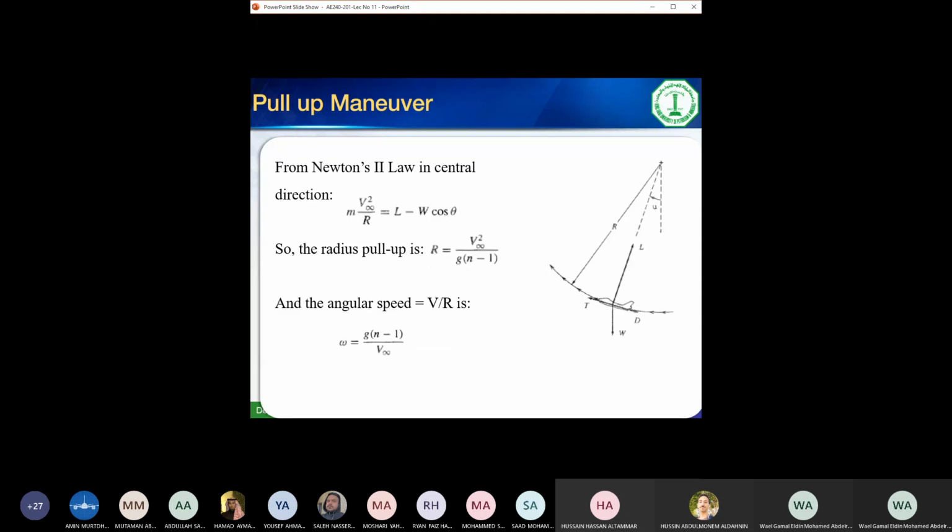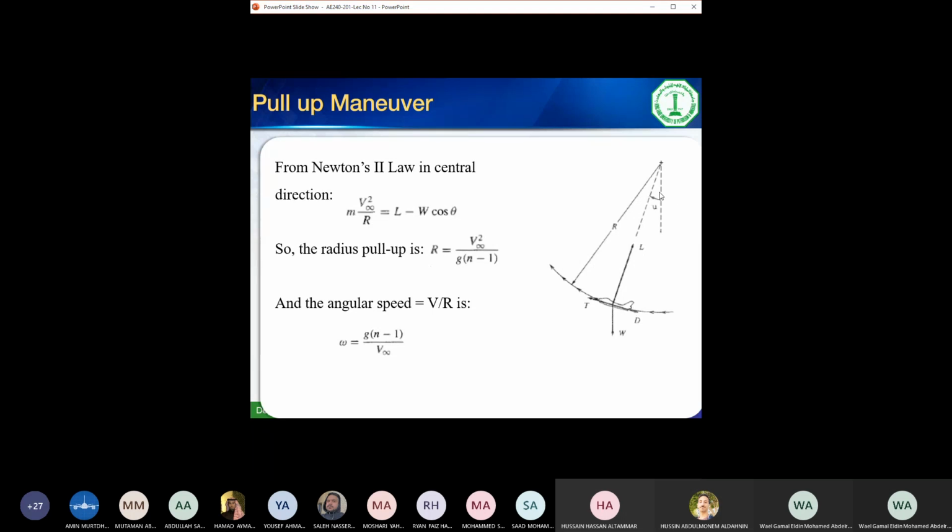Now let's look at the pull-up maneuver. In the pull-up maneuver, the aircraft now turns, but in the vertical plane, not the horizontal plane. So the aircraft was flying straight and level. Then the pilot suddenly pulls the stick. That means the elevator will move up, the nose of the aircraft will move up, and the aircraft will start doing a circle in the vertical plane. Let's say this circle has a radius r.